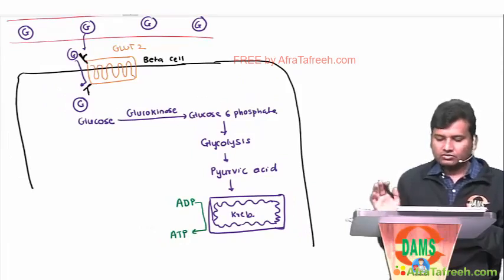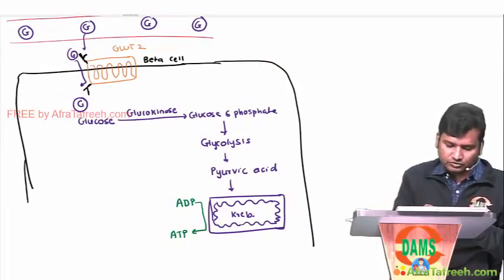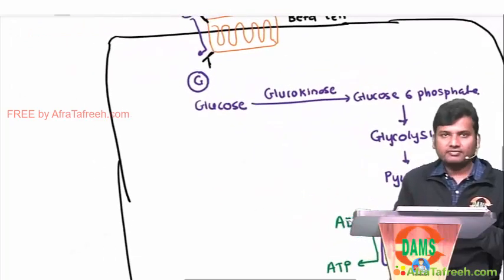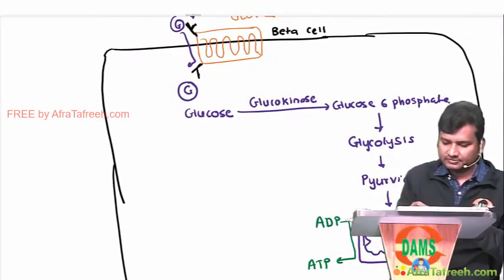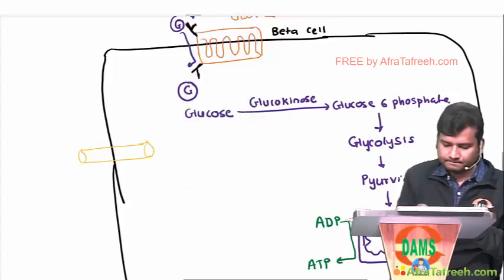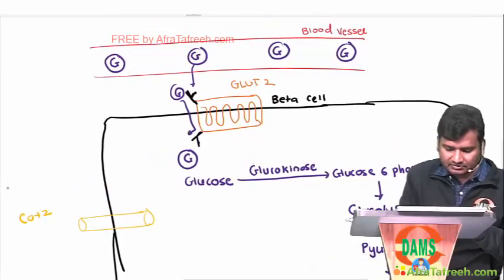Okay, now this is part 1 of the story. Now we will see part 2 of the story. Our beta cells have some calcium channels. These calcium channels are called voltage gated calcium channels.